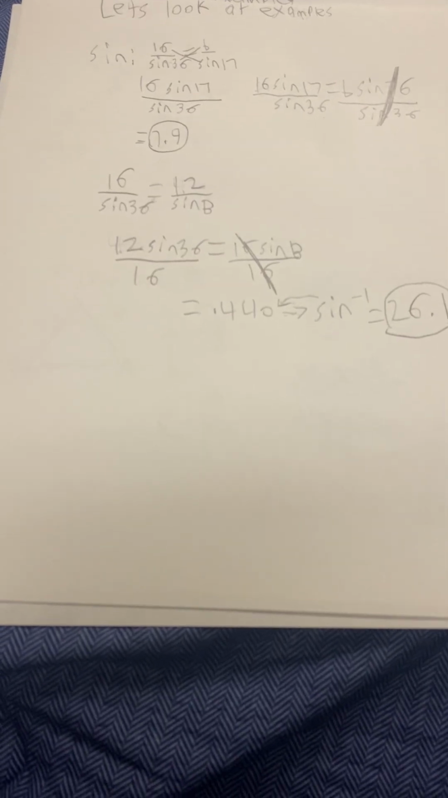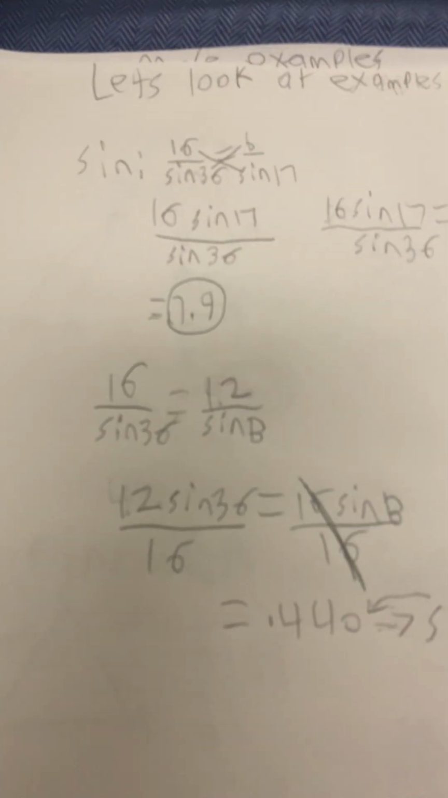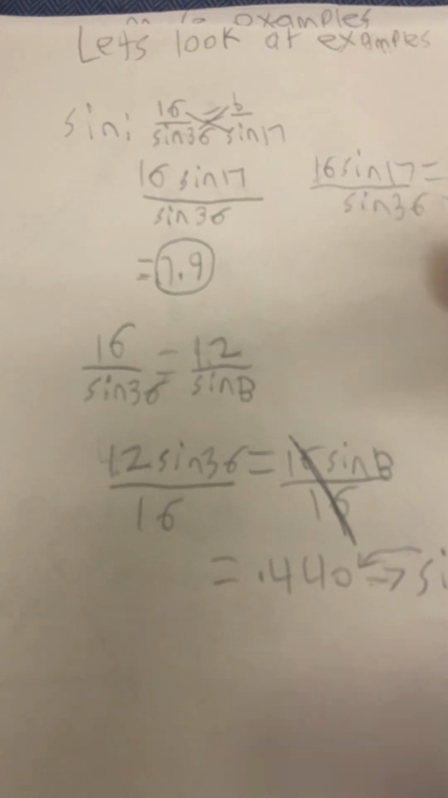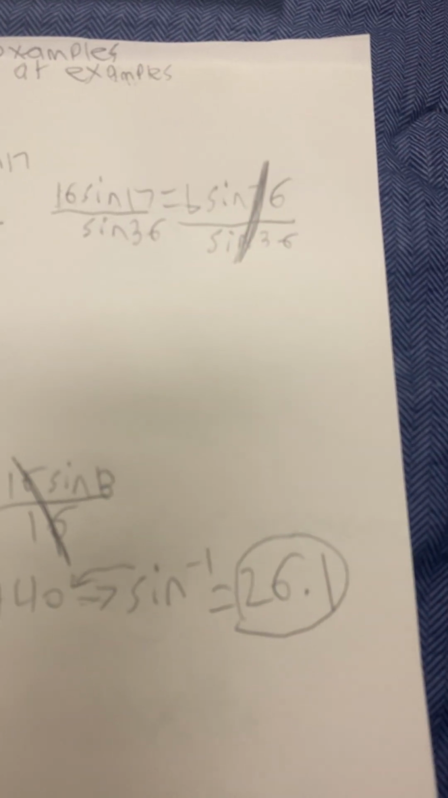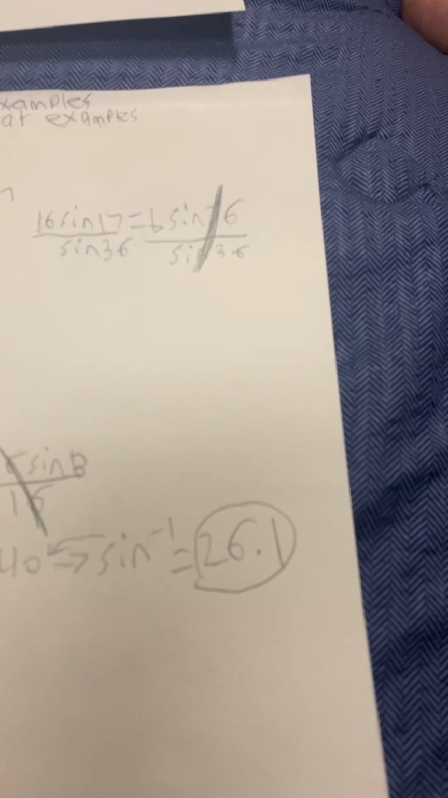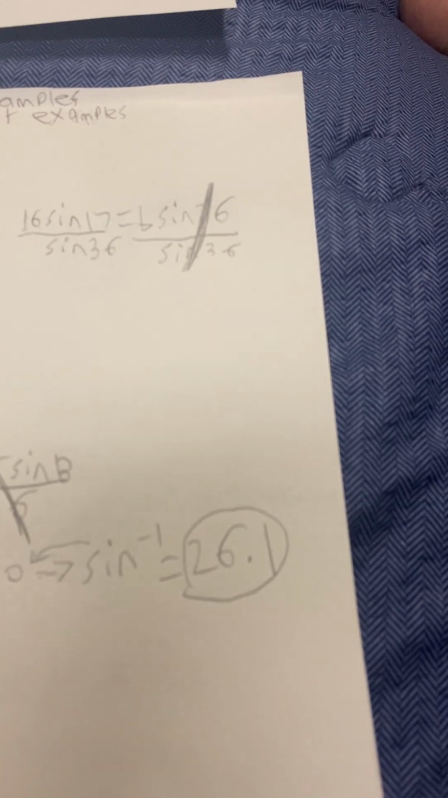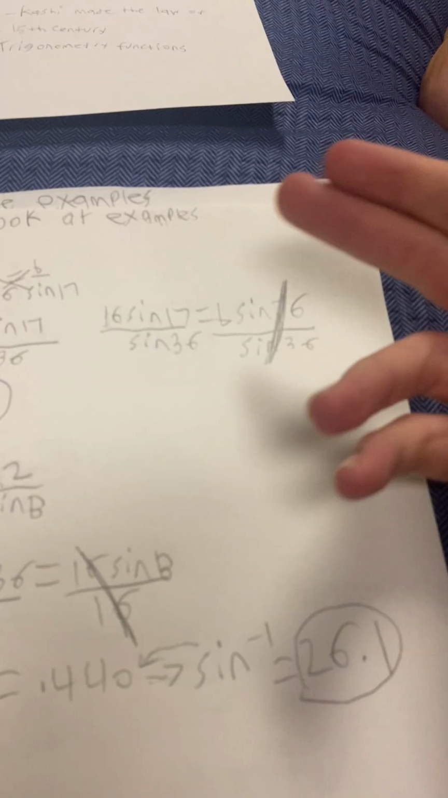Now, how do you go about setting this up? Okay, so you do this thing called cross multiplying, which means you put an X looking thing, and you cross multiply it. What's this going to look like worked out? Okay, so you're going to get 16 sine 17 equals b sine 36. Then you divide both sides by sine 36. Those two cancel out, so then you end up getting this fraction. That's going to equal b.